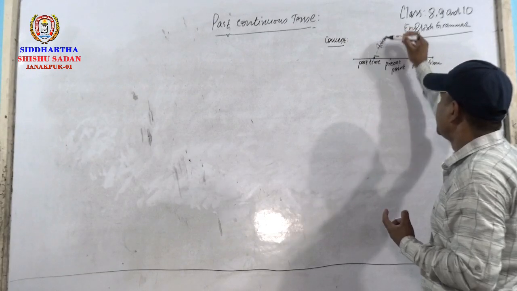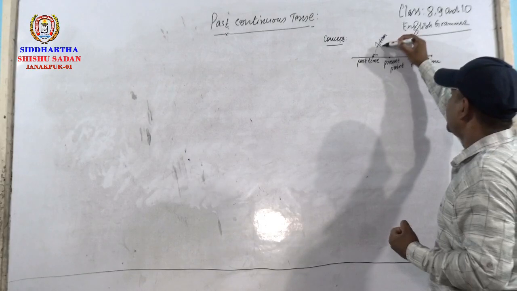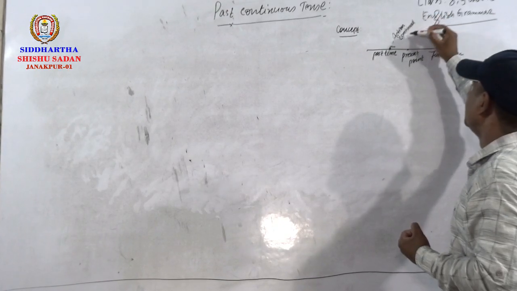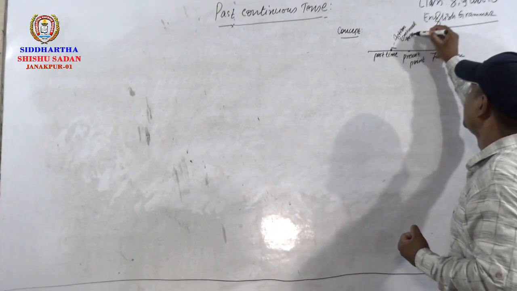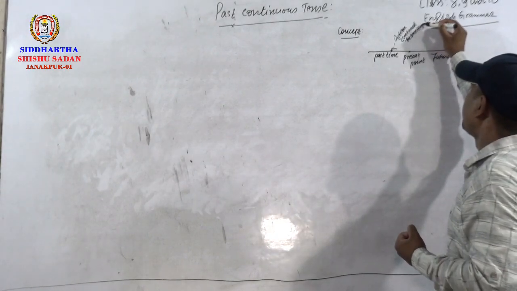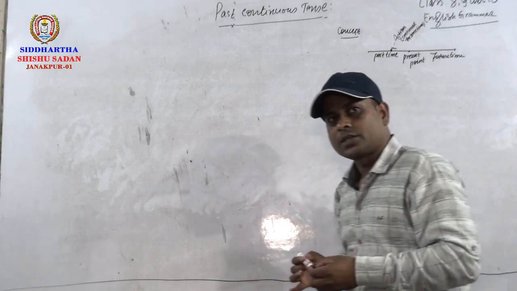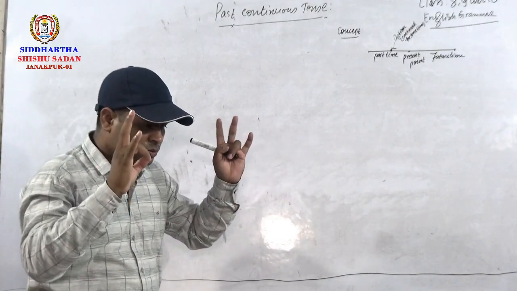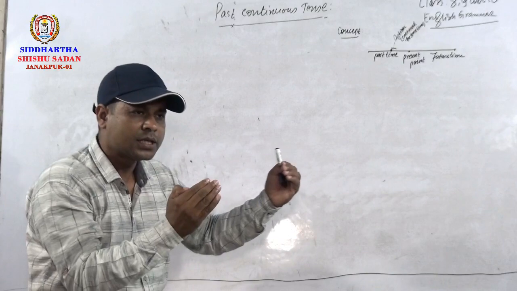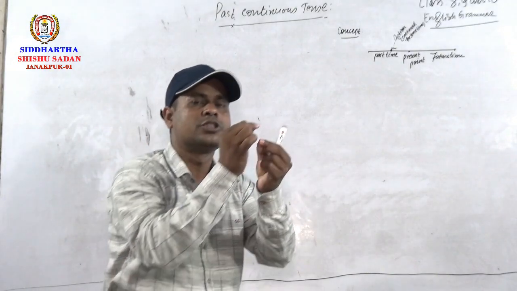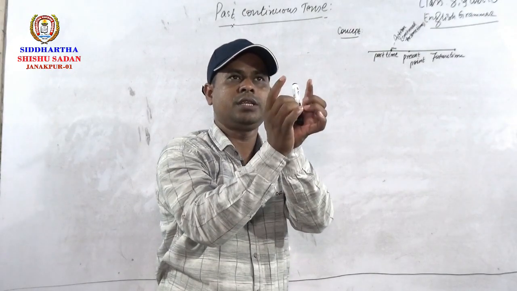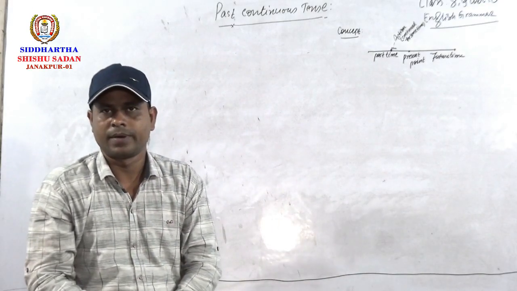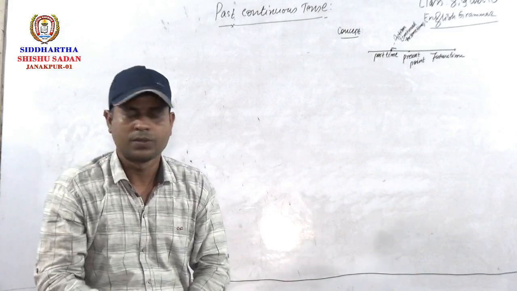Action began in the past and continued for some time. Yes, that's past continuous tense. So, an action began in the past and went on continuously for some time. The tense denoting such action is called past continuous tense.